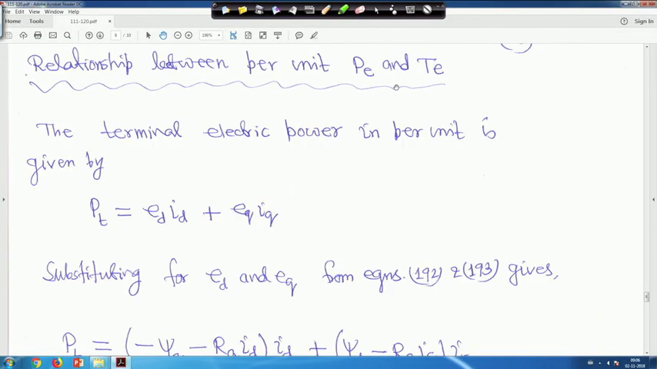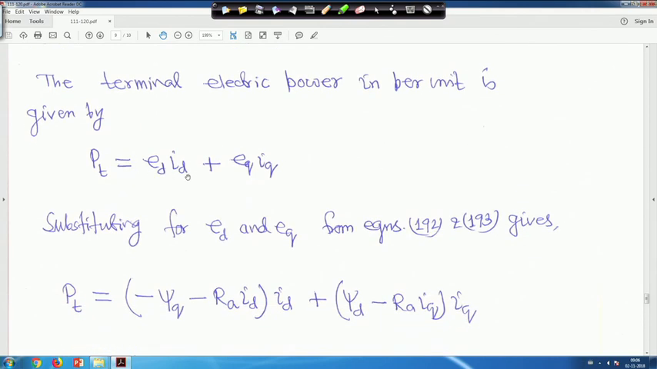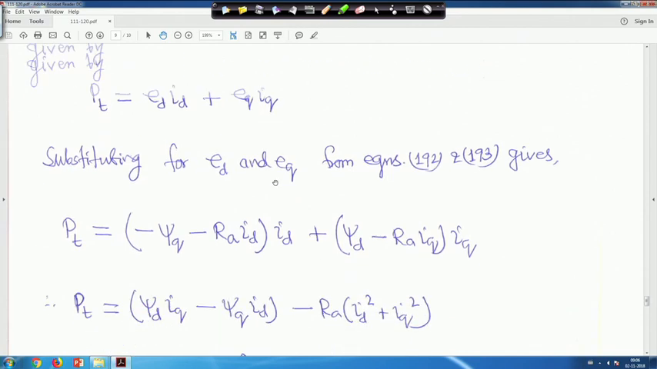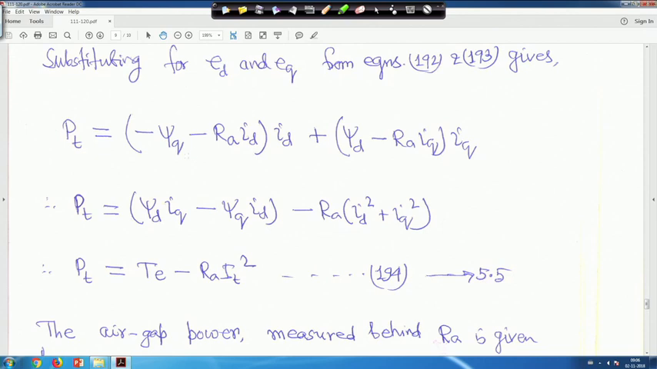So, we ended up in the previous lecture with the relationship between per unit P and T. The terminal electric power in per unit is given by Pt equal to Ed Id plus Eq Iq. Now, substituting for Ed and Eq from equations 192 and 193, Pt is equal to minus psi q minus Ra Id, into Id, plus psi d minus Ra Iq, into Iq. Or, after collecting those terms, Pt is equal to psi d Iq minus psi q Id minus Ra into Id square plus Iq square.